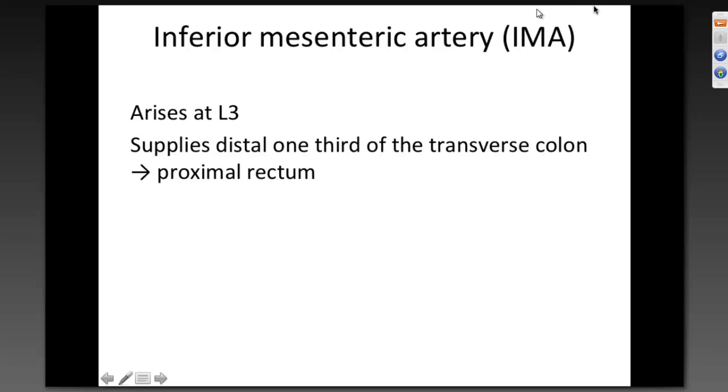All right? So let's talk about the inferior mesenteric. It arises at L3, so we're just talking 2 levels lower, right? And again, it starts from the distal 1/3 of the transverse colon, turns at the splenic flexure, goes down the sigmoid colon, and then into the rectum.